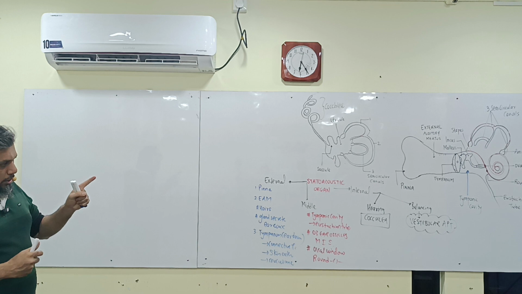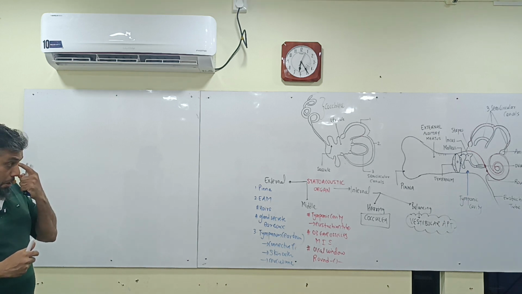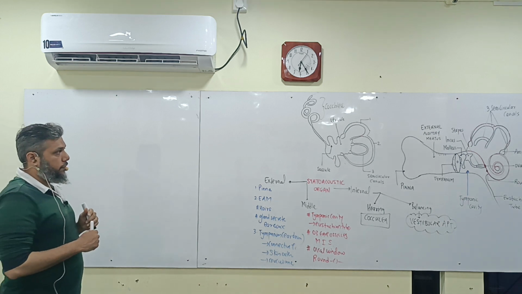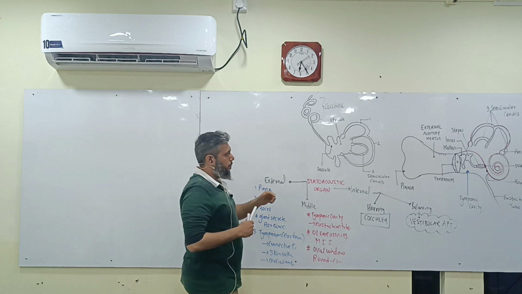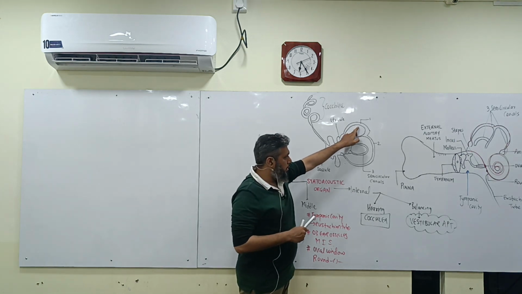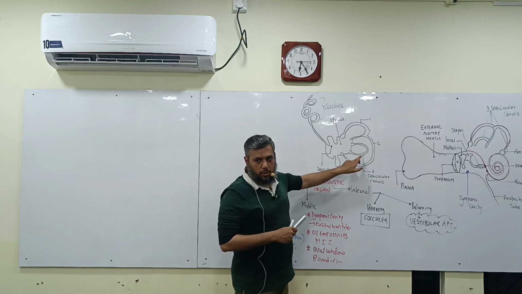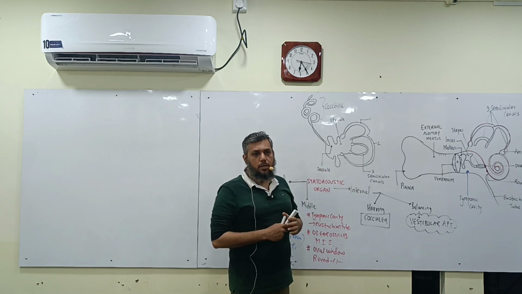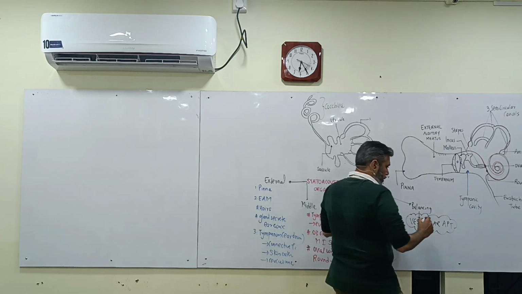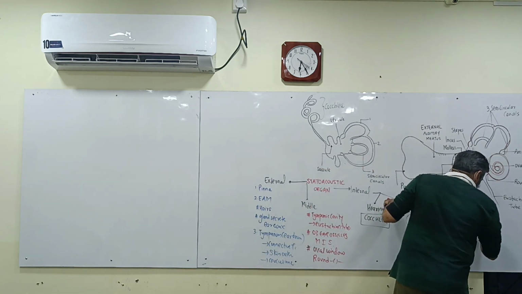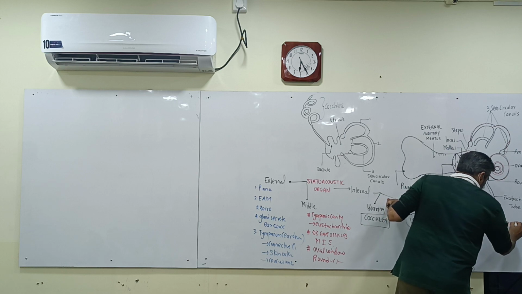Now that vestibular apparatus consists of, see this part, 1, 2, 3. These are called the three semicircular canals. Three what? Three semicircular canals, and they are for your dynamic balance. Later on I'll teach you what is dynamic balance.